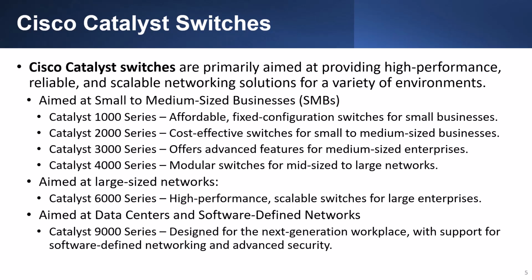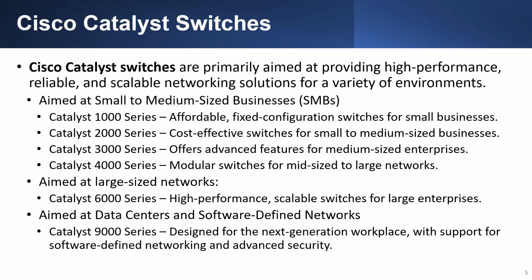Cisco Catalyst switches are primarily aimed at providing high-performance, reliable, and scalable networking solutions for a variety of environments. It's aimed at small to medium-sized businesses, or SMBs. Catalyst 1000 series are affordable fixed configuration switches for small businesses. Catalyst 2000 series are cost-effective switches for small to medium-sized businesses. Catalyst 3000 series offers advanced features for medium-sized enterprise. And Catalyst 4000 series are modular switches for mid-sized to large networks.